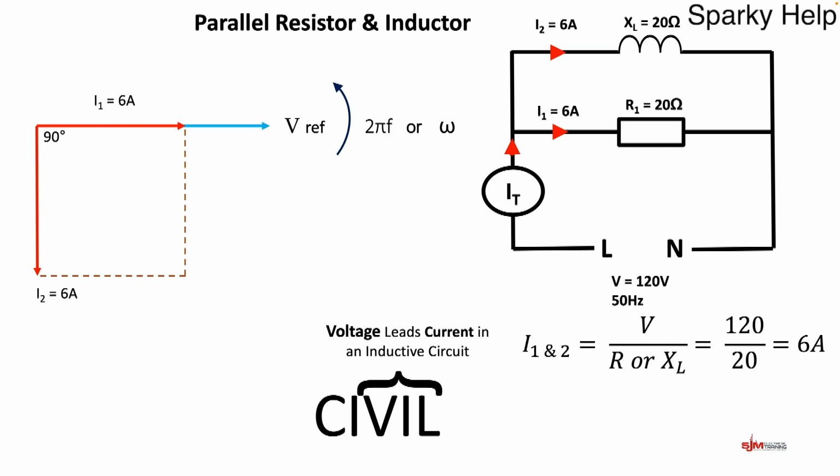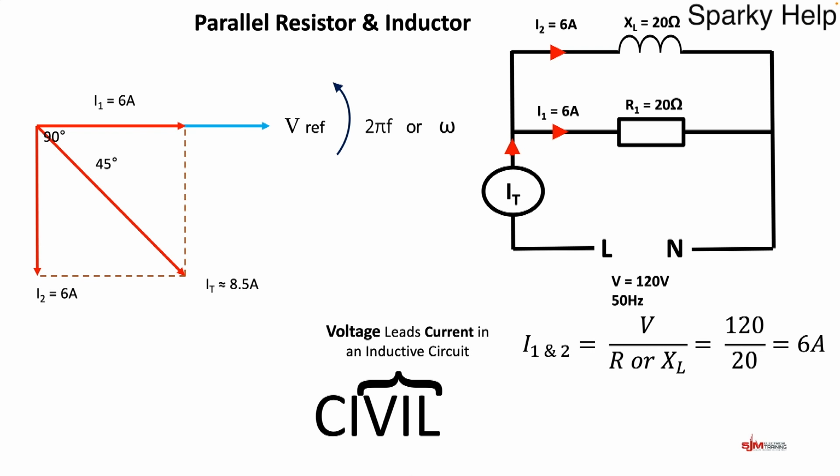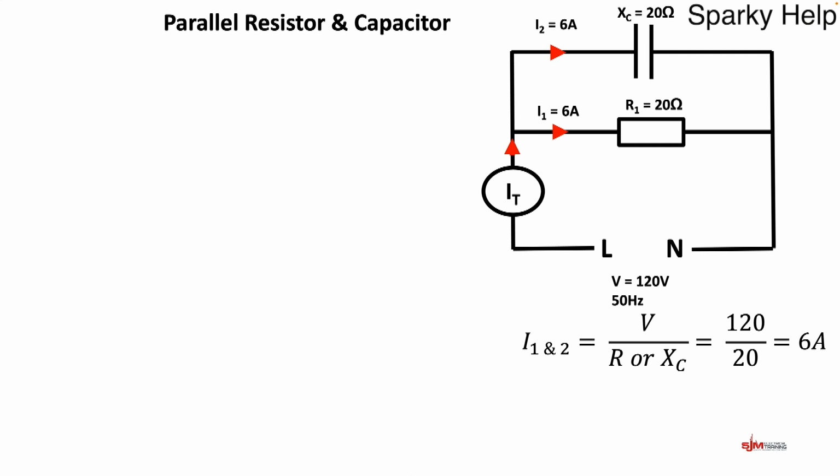To find the total current, it's the phasor sum of both of them. And then join it up, measure the line, and there we see our I total is approximately equal to 8.5 amps. What we can now do is measure the angle between that, so that is approximately 45 degrees out of phase. Now let's look at a parallel resistor and capacitor. To find the currents, we apply Ohm's law. Because the voltage is common across all, it becomes 120 divided by 20, and we get 6 amps on each one.